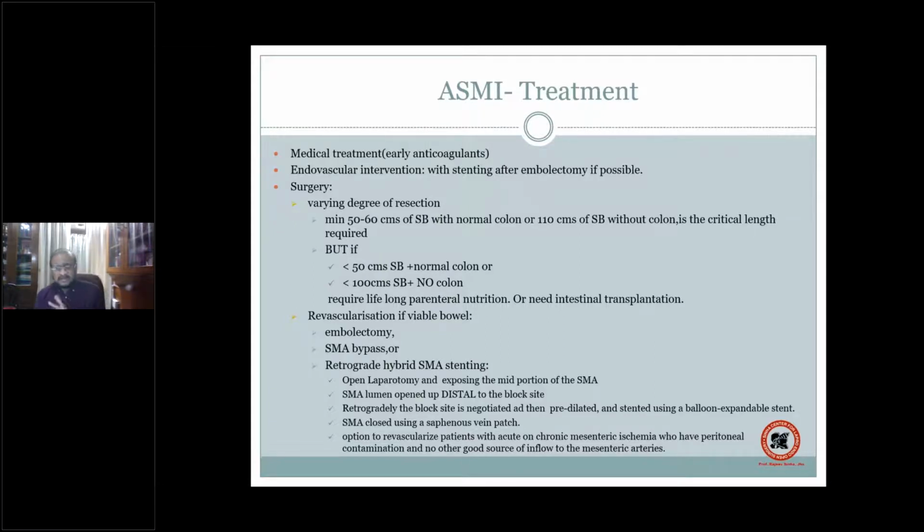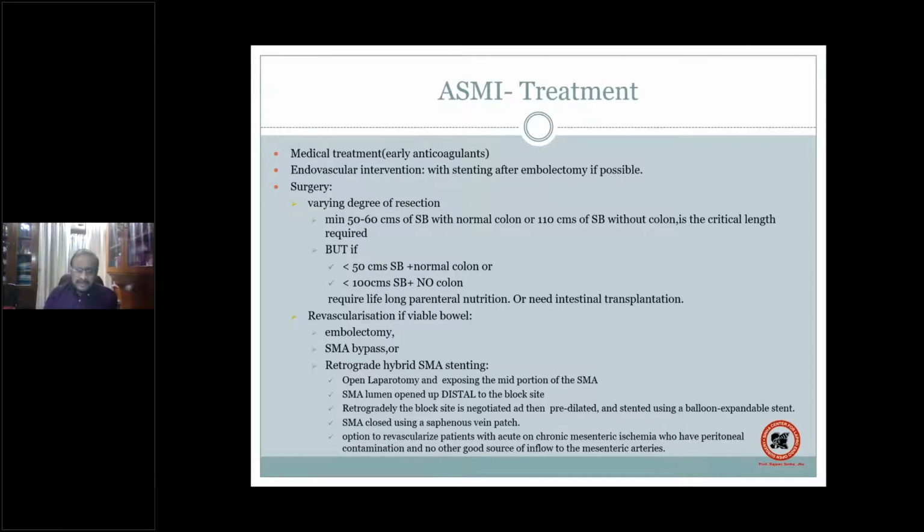So if you have left anything beyond more than 100 centimeters, whether with or without colon, you don't have to be too much worried. Why? Because life would be sustained in the patient. Of course, he would require some kind of ancillary support. So that is the first part of the surgery, and that is removing the end result, the devastated intestine because of vascular mishaps.